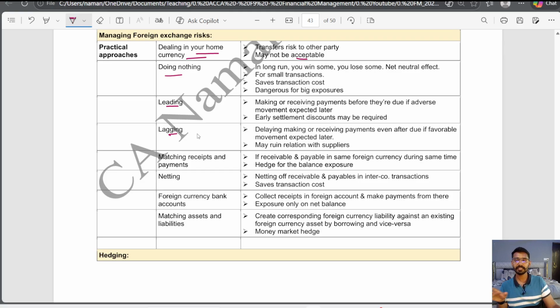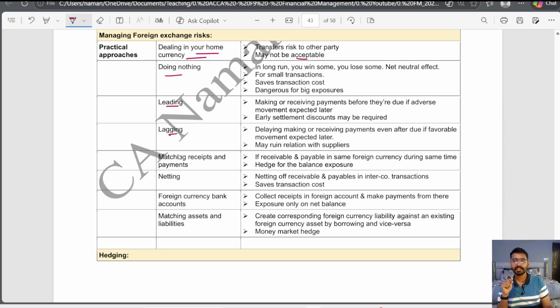Another technique is to match the receipts and payments. Say you have foreign currency receipts as well as foreign currency payments. So you match these foreign currency receipts and payments against each other. You receive foreign currency, you don't go to the bank to exchange it for home currency. You use the same currency to pay your foreign vendors. Okay, so it is matching payments and receipts. So now let's say you have $1,000 of receipt, $800 of payment. So you only have to hedge for the balance. For $200 of receipt you have to hedge.